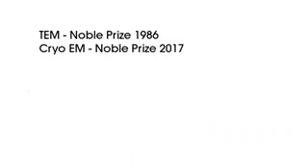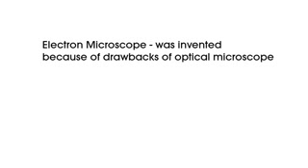Well, this is a wonderful topic to study. It got a Nobel Prize in the year 1986 and again in the year 2017. The electron microscope was invented because of the drawbacks of the light microscope. One of the major drawbacks of the light microscope is the phenomenon of diffraction limitation.